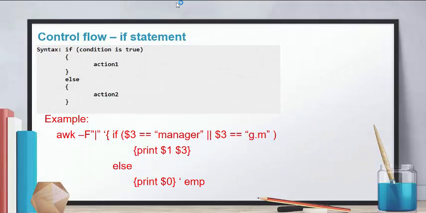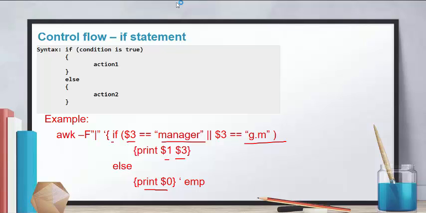Then the if statement, that you know very well, that is a control flow statement. The concept is the same: if your condition becomes true, then the action part is executed, otherwise the else part is executed. So over here see the example: awk minus F and pipe sign for the delimiter. Why? Because over here the third column, that is $3, contains manager and $3 contains general manager. If manager is found or general manager is found, if either one of these values is found, only then print the values of $1 and $3, otherwise print $0, the whole line. So are you getting this?